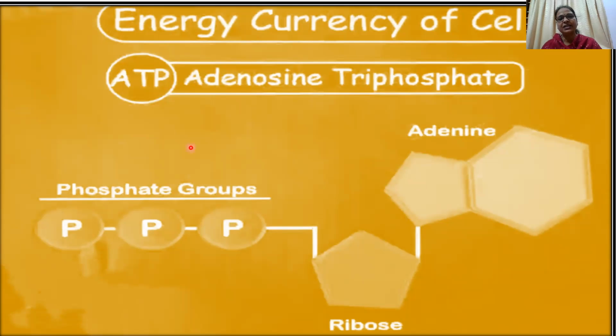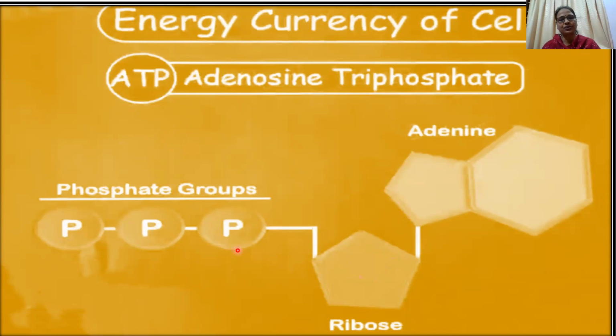Adenosine triphosphate, as the name suggests, is adenosine connected with three phosphate groups. Adenine plus ribose sugar forms adenosine, connected with three phosphate groups, triphosphate. Hence it is named adenosine triphosphate. Structurally, ATP appears like this.